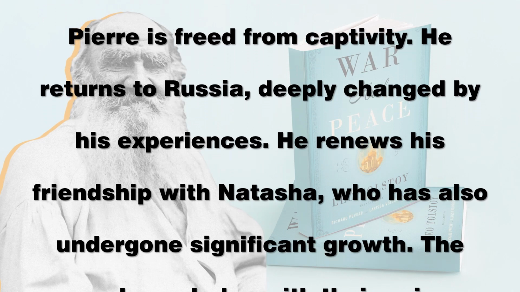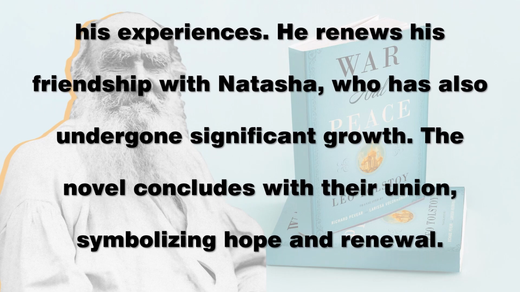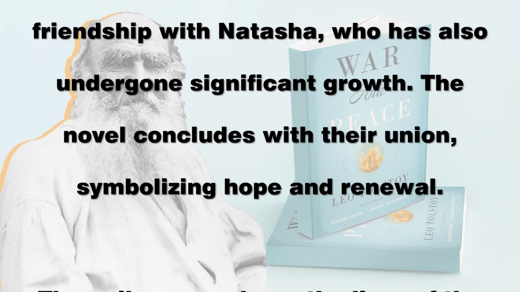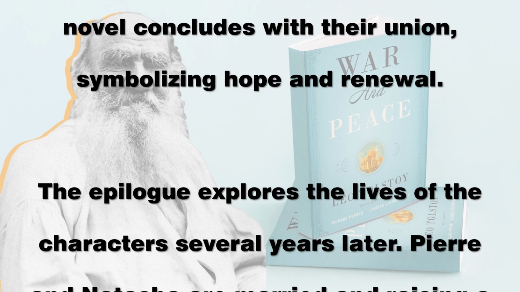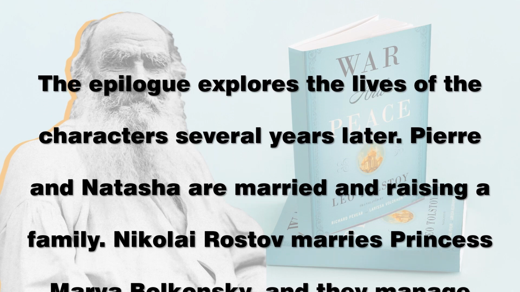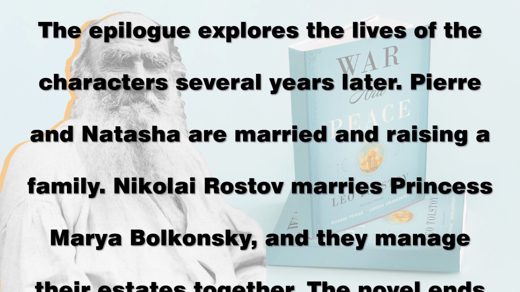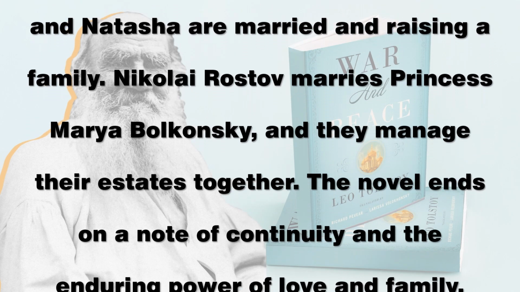Book 4, 1813–1820. The French retreat from Moscow, and Pierre is freed from captivity. He returns to Russia, deeply changed by his experiences. He renews his friendship with Natasha, who has also undergone significant growth. The novel concludes with their union, symbolizing hope and renewal.